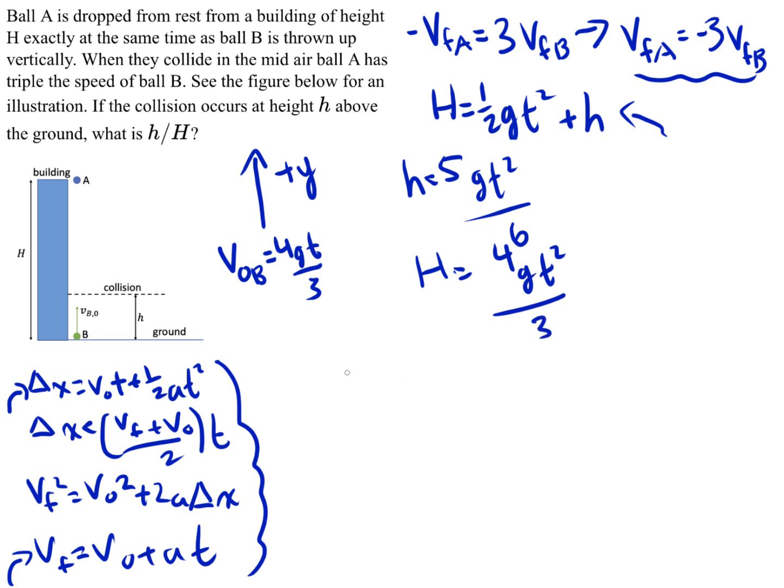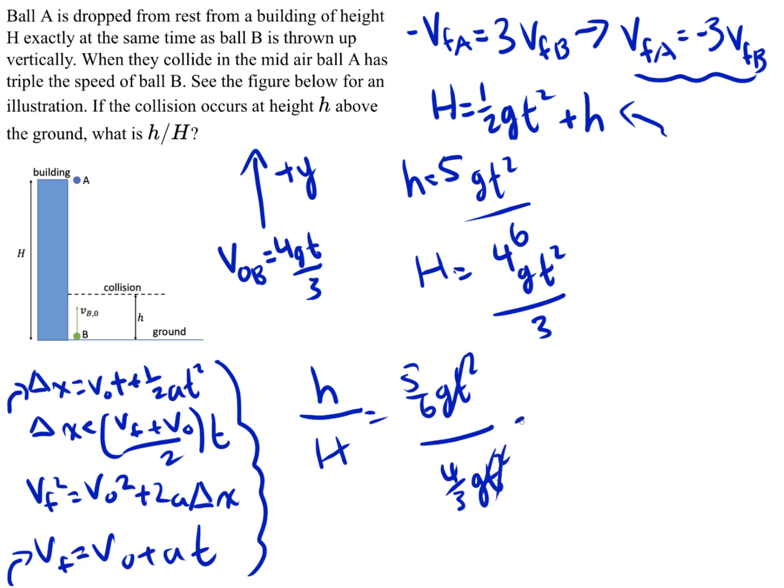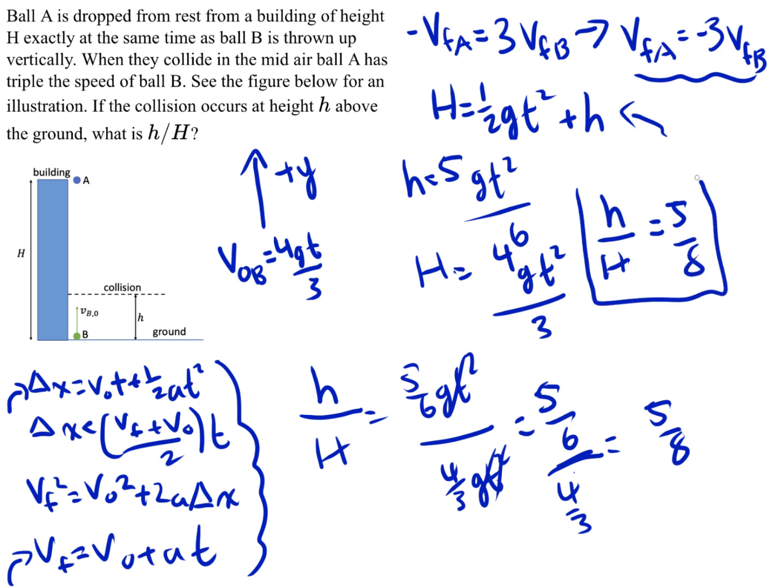And now we have the two quantities that we need. So now we just need to solve for the ratio of the height at collision over the total height. So this becomes 5/6 gt squared over 4/3 gt squared. gt squared cancels out, so we don't need to solve for the time. This gives us 5/6 over 4/3. And now we just simplify this, and this becomes 5/8. So the ratio of the height at the collision over the total height is equal to 5/8 for this problem. And that is how you would solve for this problem here.